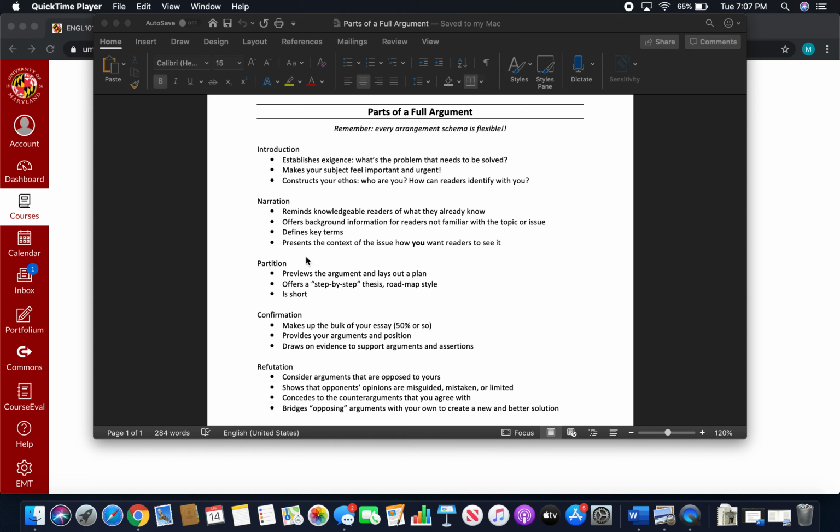And that goes for all of the parts of a full argument, right? So it's not a one-to-one correspondence with each part representing one paragraph. You could have multiple introductory paragraphs or multiple narration paragraphs, however many you need. And so that's just something to note here, that you're going to have several confirmation paragraphs in the entire paper.